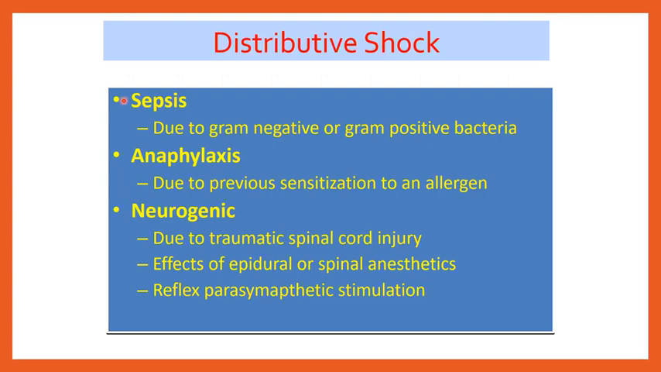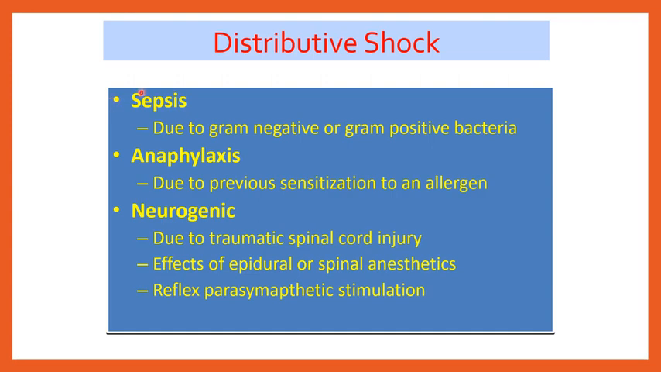The blood volume increases. So this is otherwise called warm shock, in contrast to hemorrhagic shock, which is called cold shock, because the skin will be cold and clammy because of acute vasoconstriction. But here in distributive shock, there will be marked vasodilation. That's why there will be increased skin blood flow. The skin blood vessels will be vasodilated.